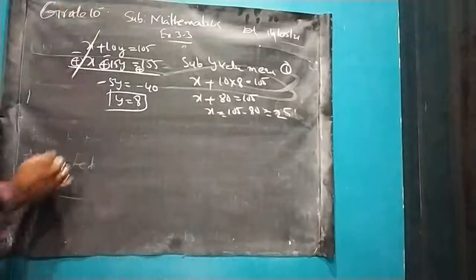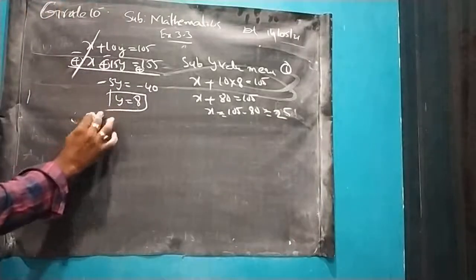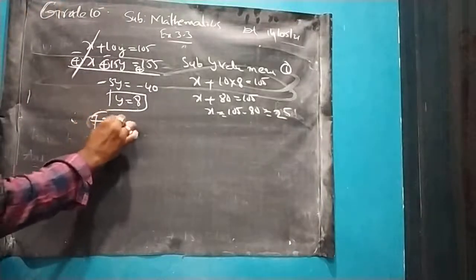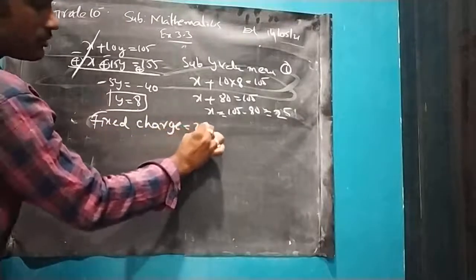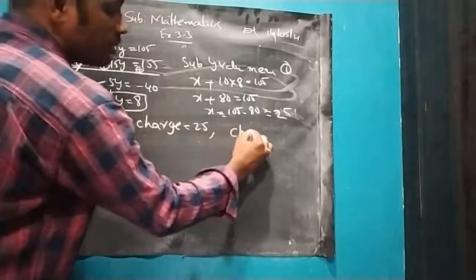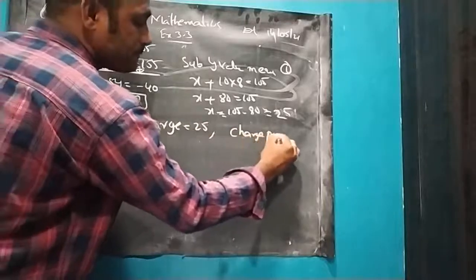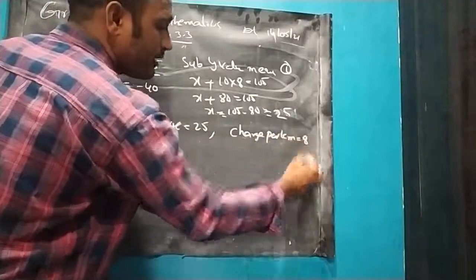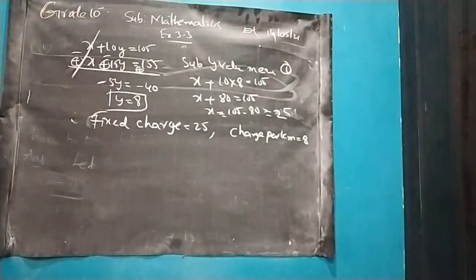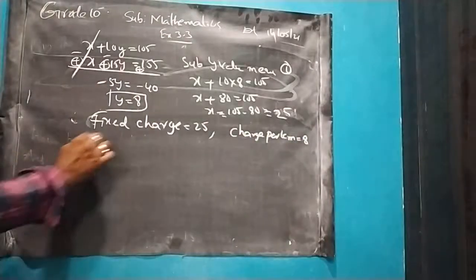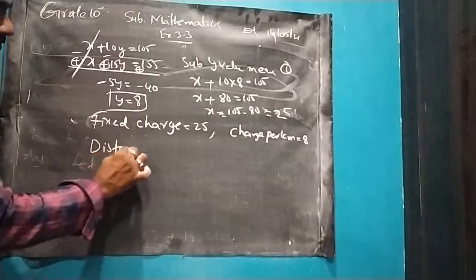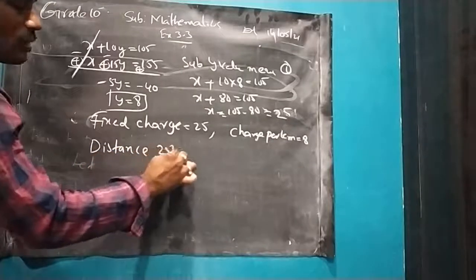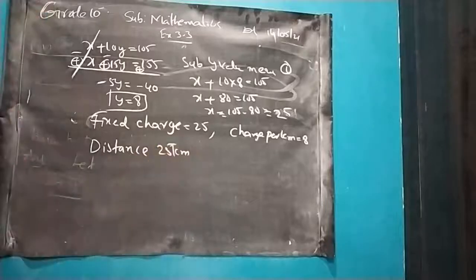So, therefore, fixed charges is 25, charge per kilometer 8 rupees. Okay. This is the first thing. Second, he is asking another question. Distance: if I am traveling 25 kilometers, how much money does the person have to pay? So the distance is 25 kilometers we are traveling now.